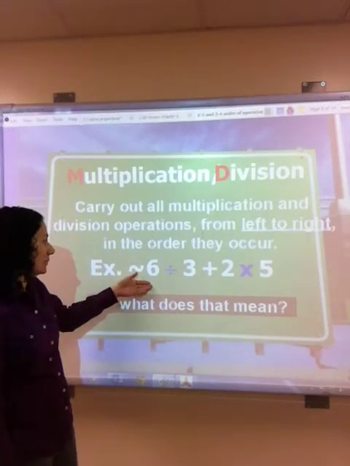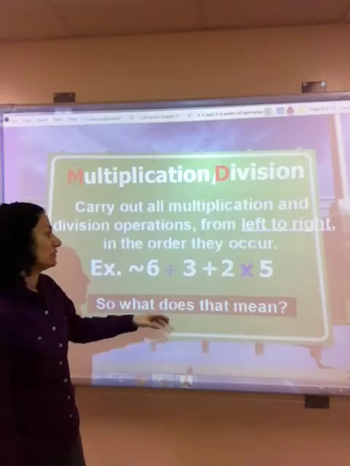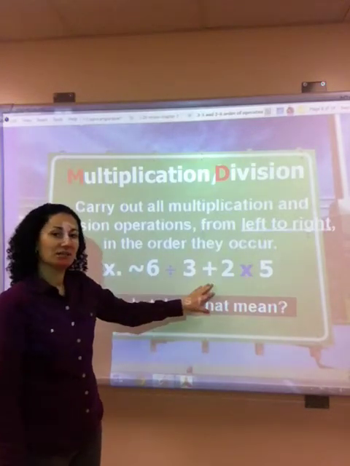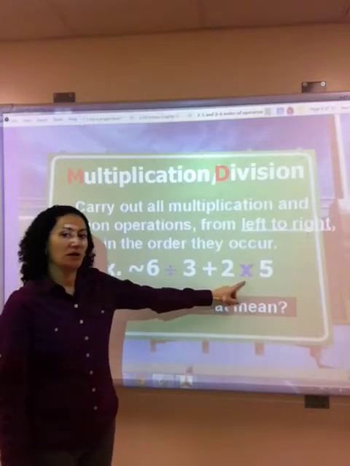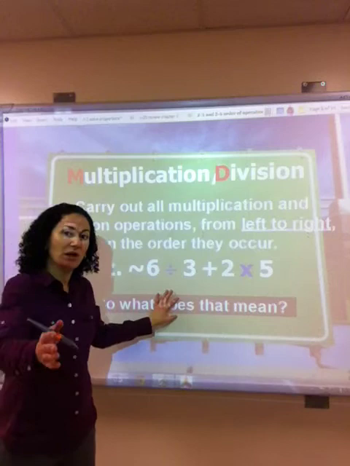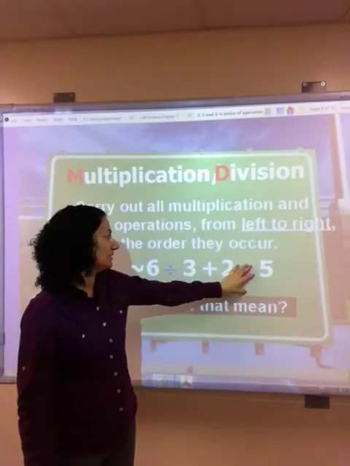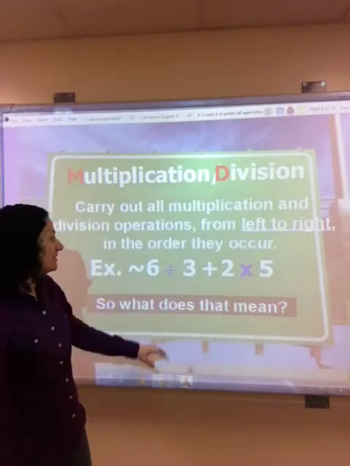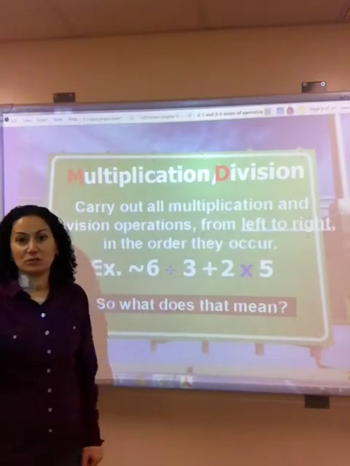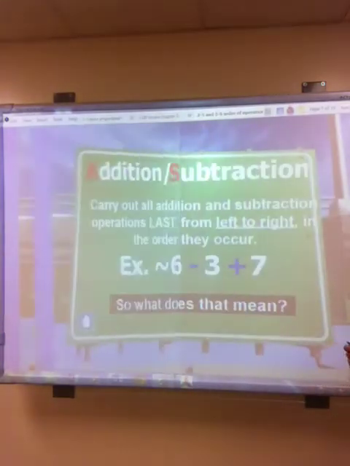So in this example, we would do 6 divided by 3 first, then we would do 2 times 5, and lastly we would do the addition of this quotient and this product. So we would do 6 divided by 3, we could probably do this mentally, that's 2. Then we would do 2 times 5, that's 10. And then we would do 2 plus 10, and this expression would actually equal 12. We'll look at some more examples in a minute.